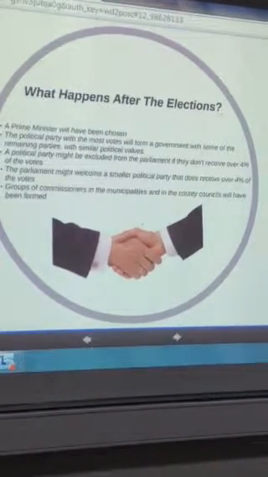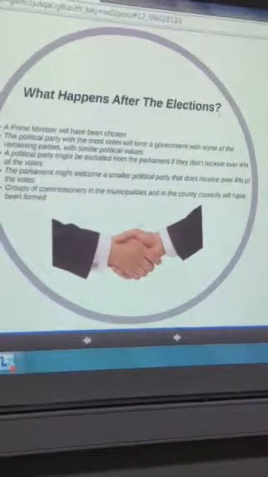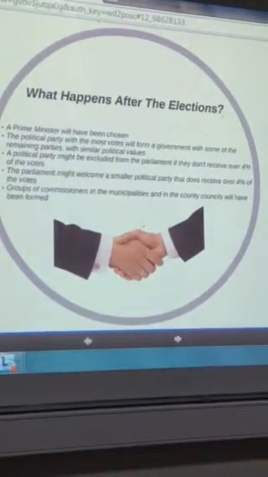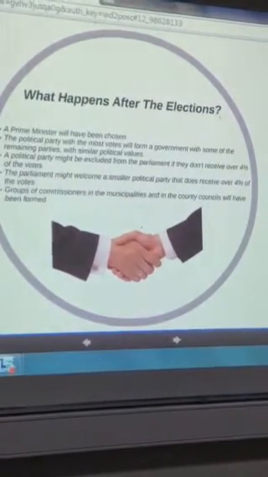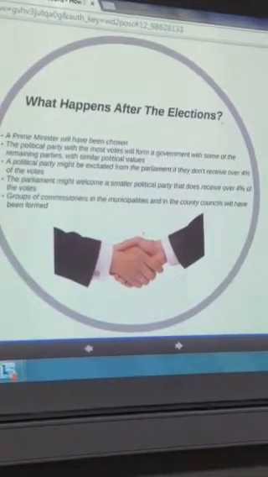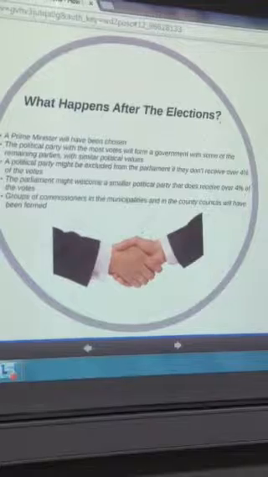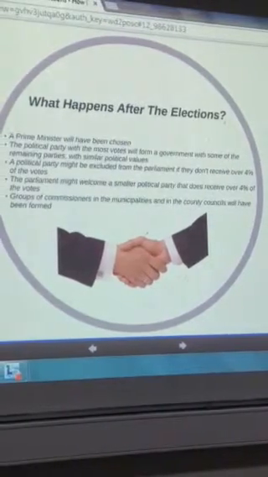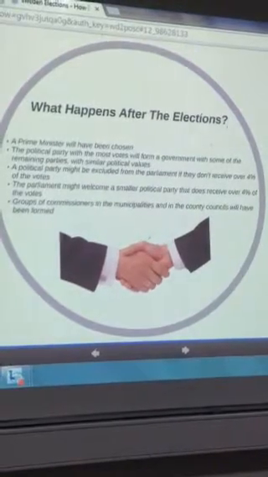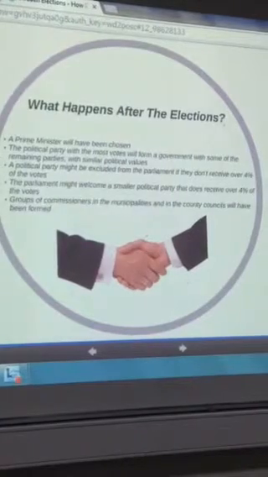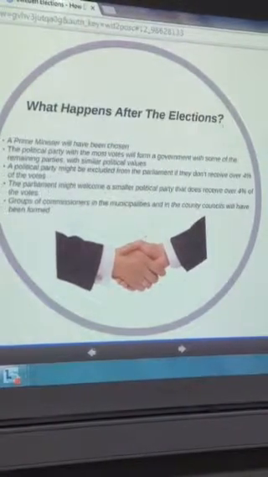Many may wonder, what happens after the election? What happens when it's all done? Well, after the political elections, there will perhaps have been some changes. The political party that has received most votes in the parliament election will form a government with some of the remaining parties with similar political values, unless a political party has received an absolute majority, 50% or more of the votes. Then they have the possibility to govern the nation alone.